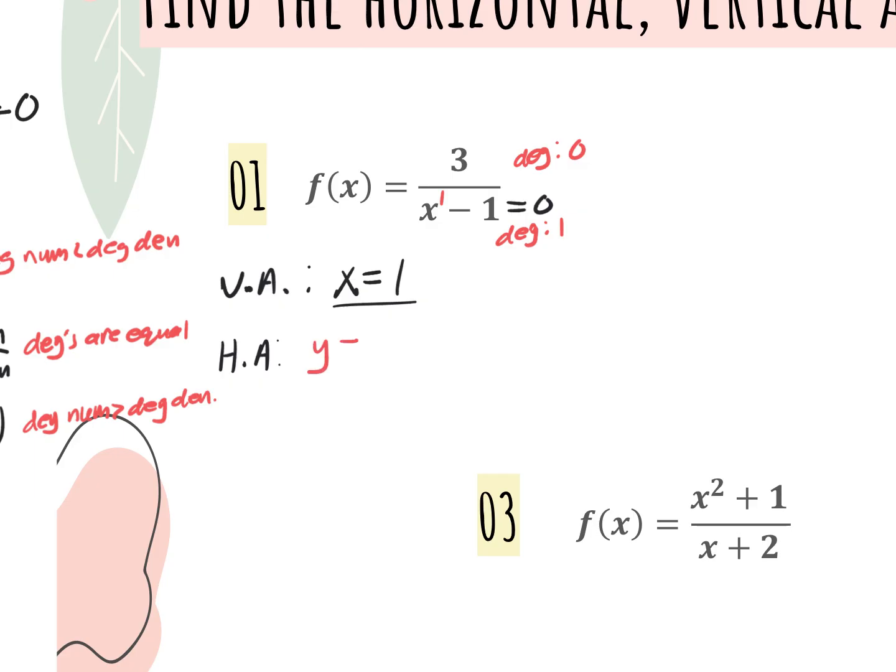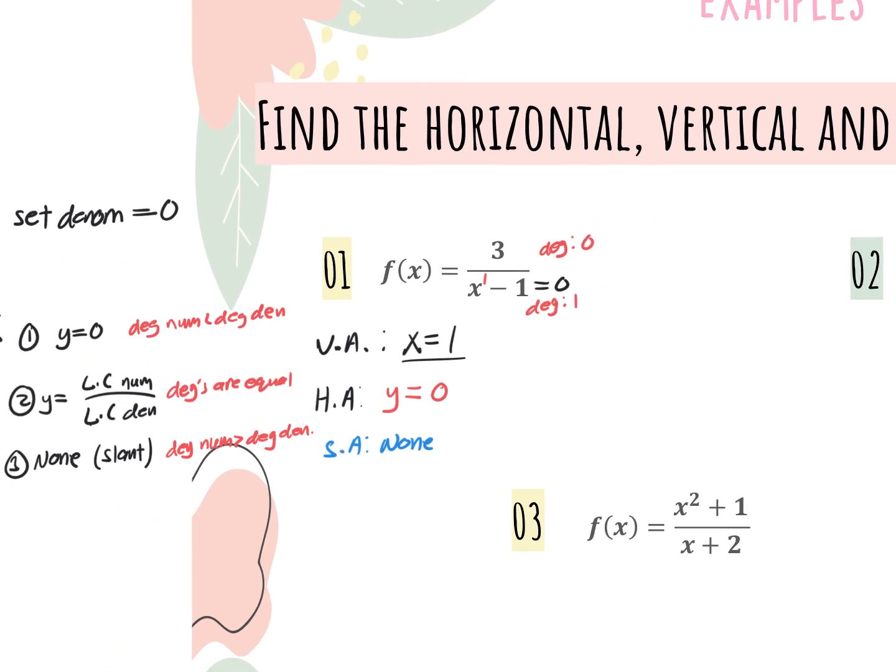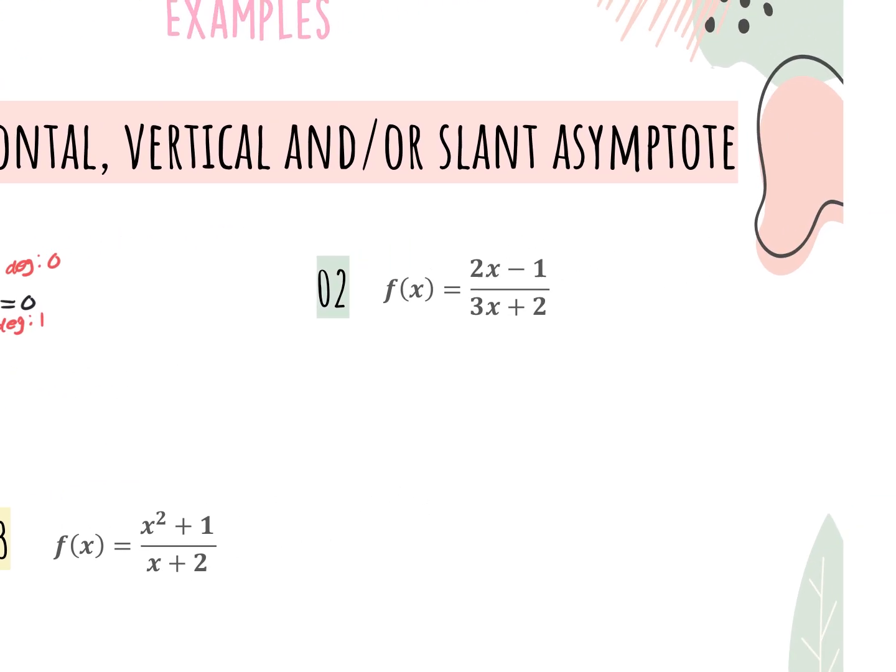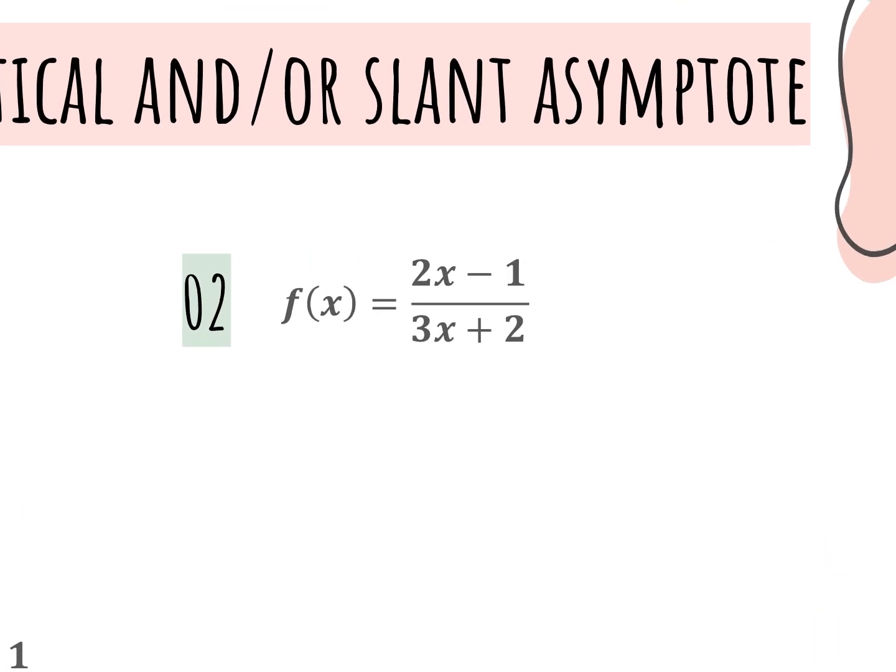So I know for sure I'm going to have a horizontal asymptote at y equals 0. All right, don't need to do any math for that. Just need to know that the degree on top is less than the bottom. And if it has a horizontal, it doesn't have a slant asymptote. All right, and that's all we have to do for these problems. All right, let's try the exact same thing over here.